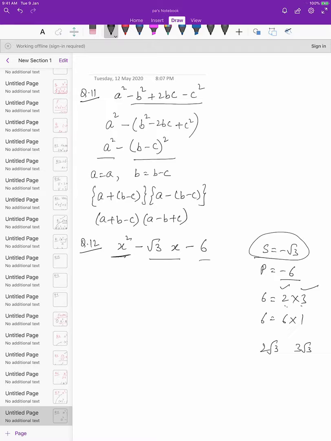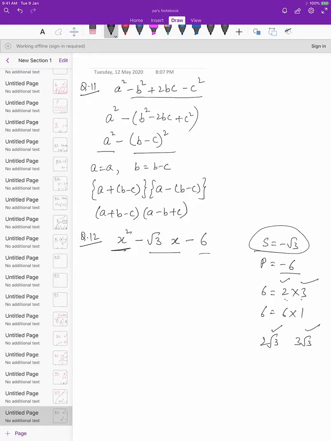So if I take 2 root 3 and 3 root 3, the product will be much more than 6, right? So in both the numbers root 3 is going to be present. It means what I should do is 6 divided by 3. I will get only 2. So let me look for two numbers whose product is 2. Let's take it as 2 into 1. So if I take 2 root 3 and 1 root 3, and I want minus root 3, I'll take the two numbers as minus 2 root 3 and 1 root 3. Now what is their product? 2 into 1 is 2, root 3 into root 3 is 3. So 2 into 3 gives you 6 and minus 6 is the product.